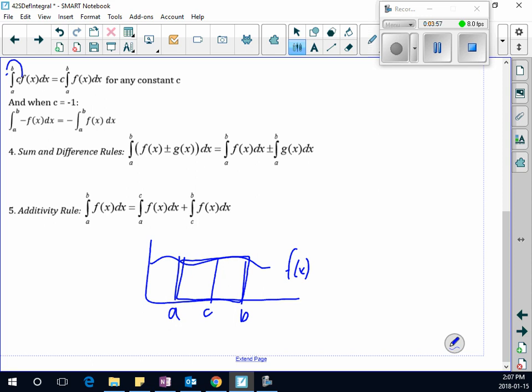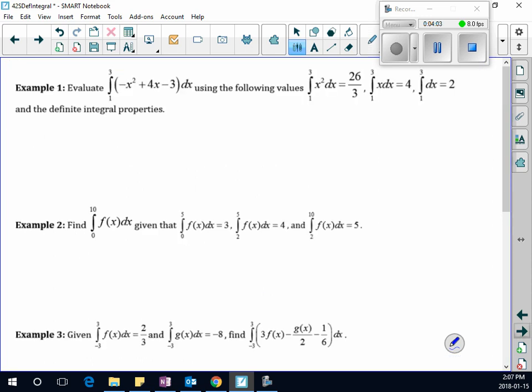Actually, I was going to do some examples later, but we'll do some examples now, I guess. Evaluate the integral from 1 to 3 of negative x squared plus 4x minus 3 dx using the following values. They say that from 1 to 3 of x squared is 26 over 3, from 1 to 3 of x dx is 4, and 1 to 3 of dx is 2. So does everybody see what properties we're going to use? We're going to break them all apart, right?